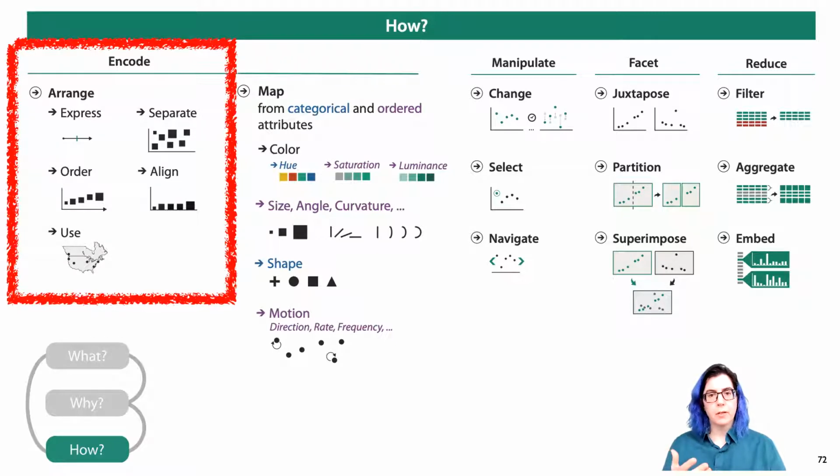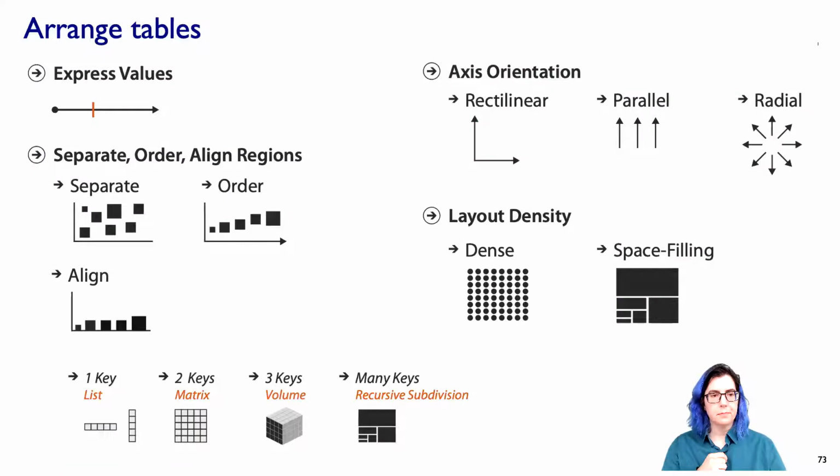We're starting with tabular data, and many of the things with tabular data will also transfer to spatial and network data, which we will then talk about in turn. But we'll get through a lot of the basic concepts with the tabular data type. So when we're thinking about arranging tables, we're going to think about expressing quantitative values, separating, ordering, and aligning spatial regions, thinking about the number of keys versus values that there are in a data set, the orientation of the axes, things about whether the layout is dense or space filling. So let's walk through these.